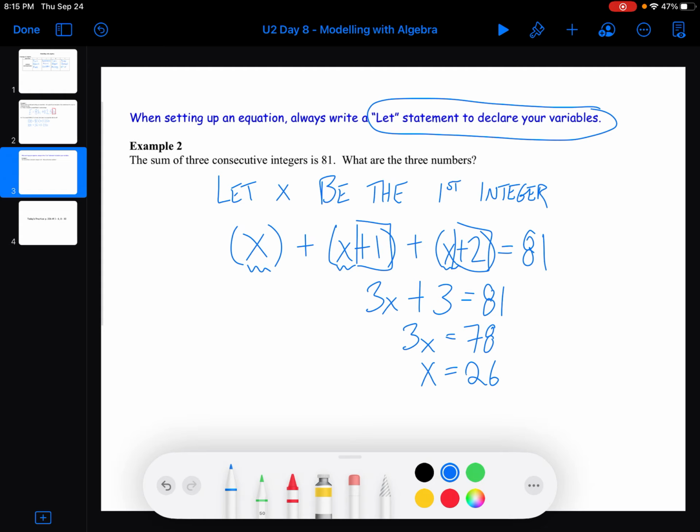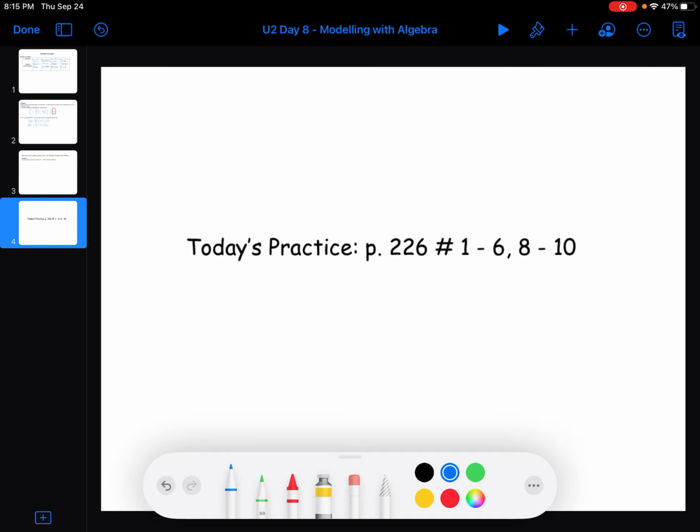Well, that tells me that the first number is 26. What that means then is, therefore, the numbers are 26, 27, and 28. And if we want to check to see if we're right, 26 plus 27 is 53, plus 28 is 81. So then that means I'm right. Okay? Here are some questions associated with this note.